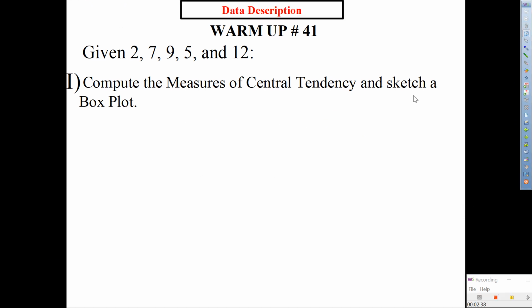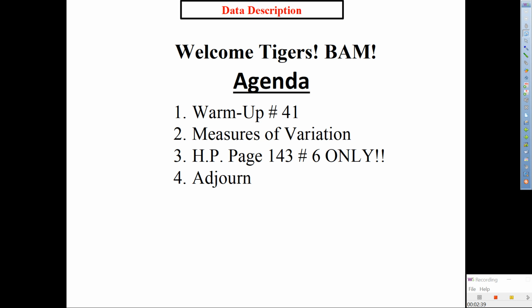Agenda for today, copy this. Warm-up number 41. We're still on measures of variation. Today we're going to add a couple more things to what we are doing. And I'm pretty sure it's not going to be a big surprise to you guys since we've been on this ride already for 5 years. Can you believe that? 5 years.